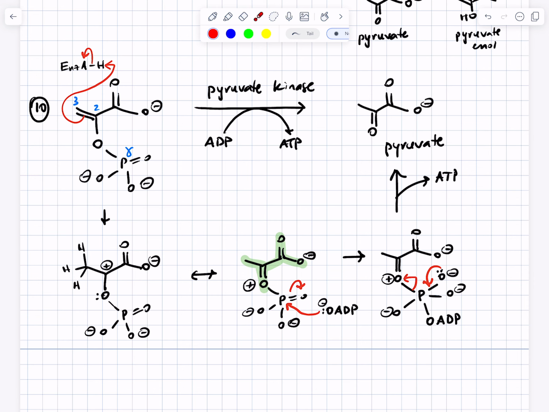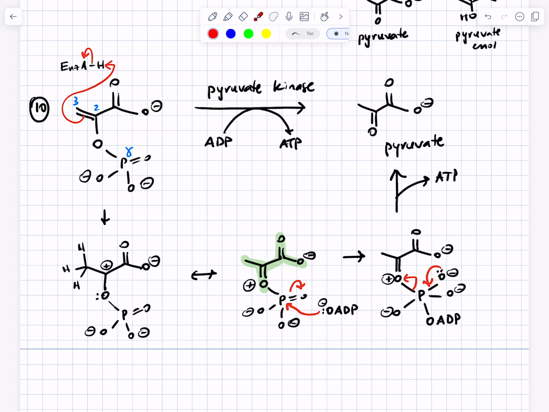Yes? Is it possible for the phosphate group to leave first, though? Possible for the phosphate group to leave first. I've drawn the mechanism multiple ways over the years. Some people draw ADP attacking the phosphate at the same time as these electrons kick down, and then you get protonated all in the same step. I think that's probably fine.